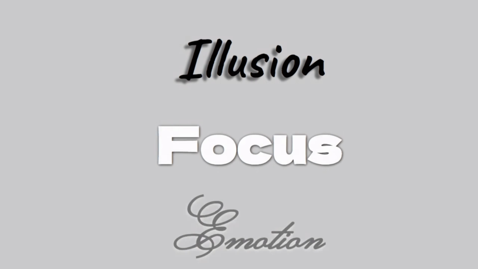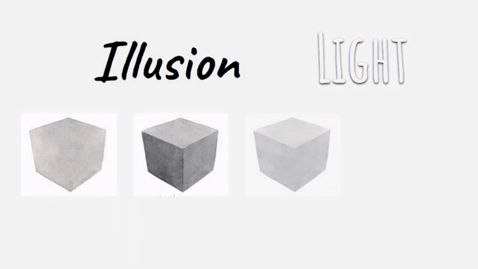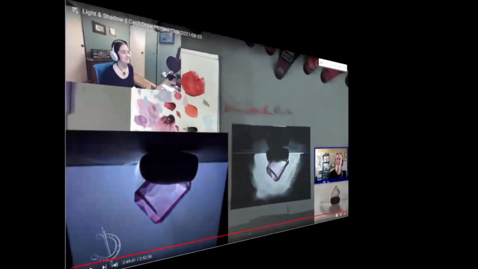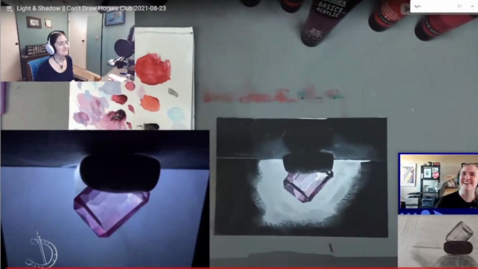So, value is used in art for 3 things: illusion, focus, and emotion. First, you can create the illusion of light by varying your values. We're going to start off with a weird gray shape and then transform it into a cube by adding additional darker values. Also, see previous Can't Draw Horses Club episode on light to learn more about that.